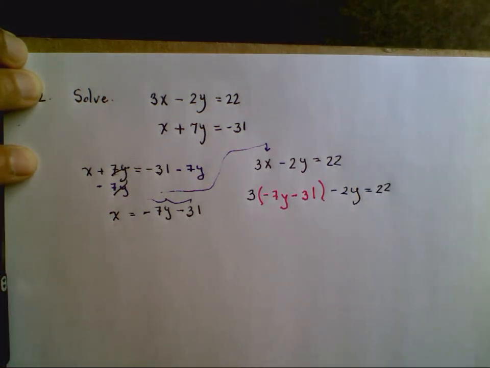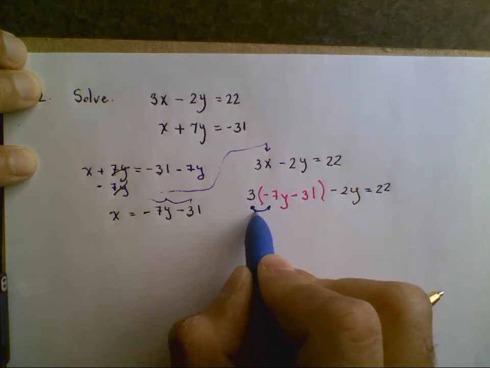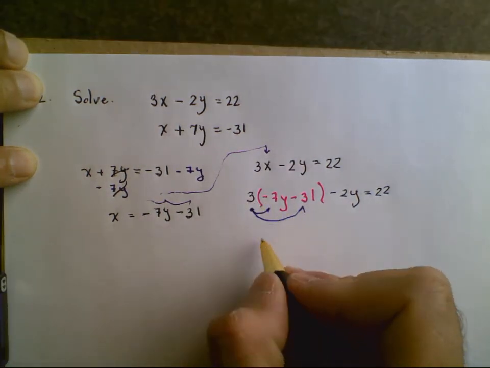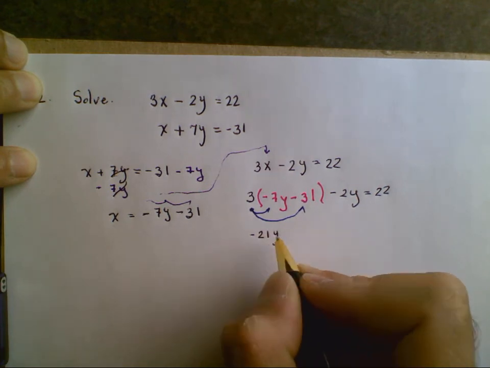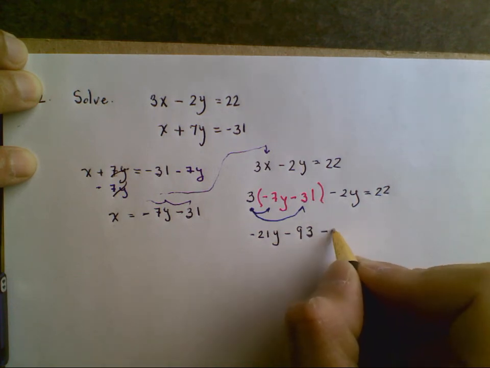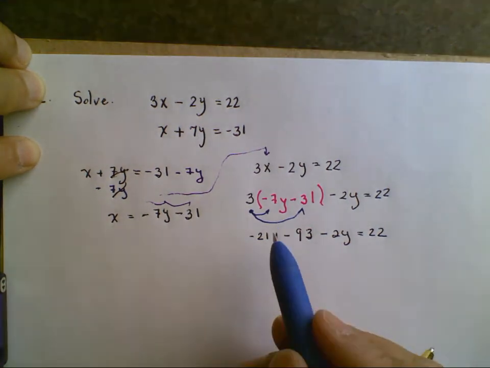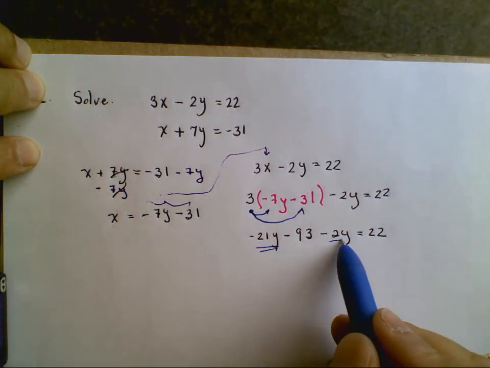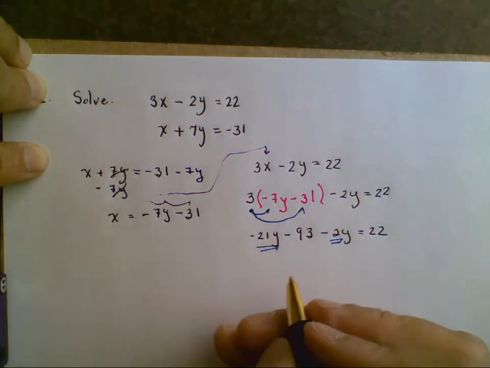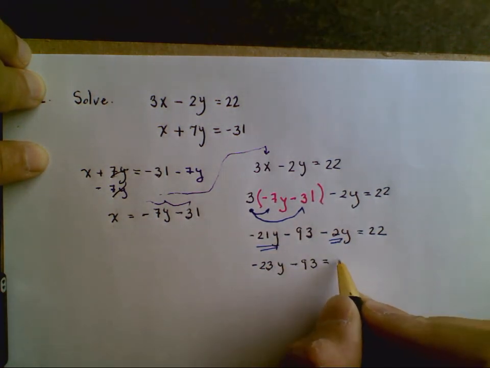We apply the distributive property: 3 times negative 7y, 3 times negative 31. So in this case, we're going to have 3 times negative 7 equals negative 21y. 3 times negative 31 is negative 93, minus 2y equals 22. On the left side of this equation, I have like terms, negative 21y and negative 2y. So we're going to simplify those two. So I have negative 21y minus 2y equals negative 23y, minus 93 equals 22.